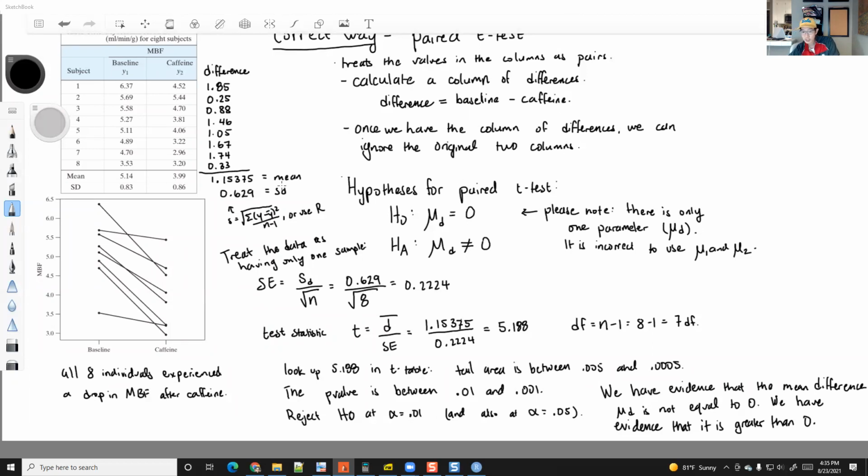And the key here, again, because you'll see this question, is that we're treating it as if we have only one sample. And so you only have one mu in your hypothesis. It's not correct to treat it like you have two separate mu's. We're really only interested in the difference. Then I will continue on here.